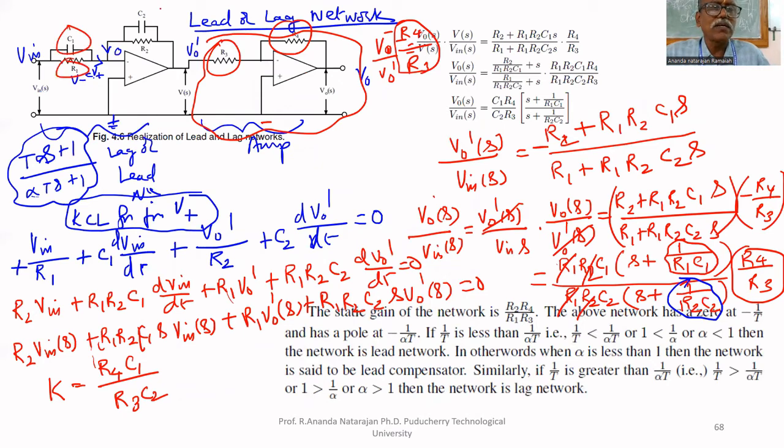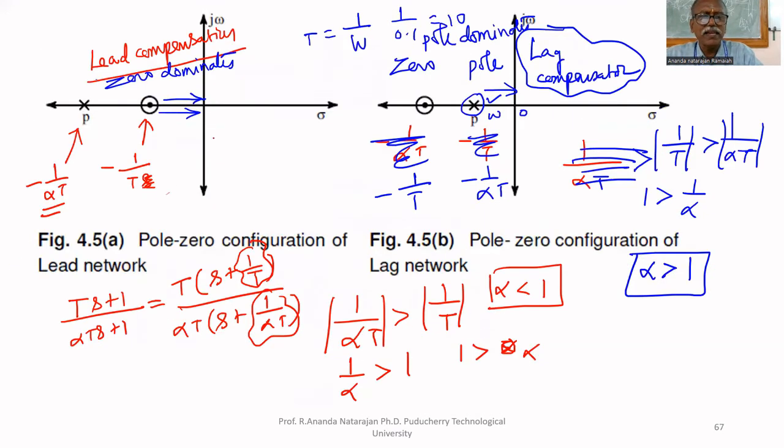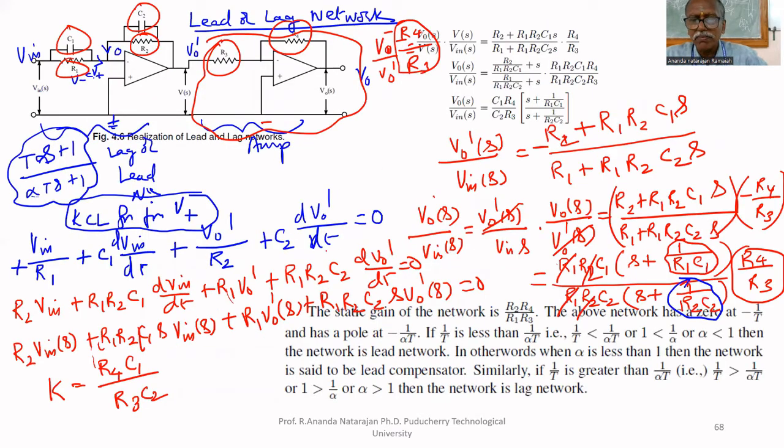By selecting appropriate values of C1 and R1, C2 and R2, we can place the pole and zero. Depending upon the values of R1, C1, R2, C2, either it will be a lead compensator or a lag compensator. So how that happens, we will see now.